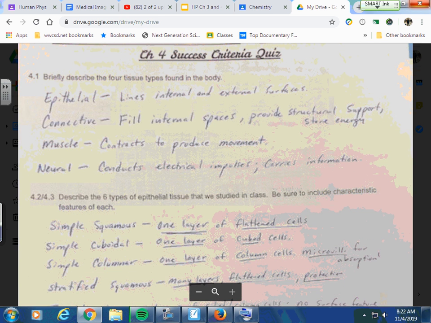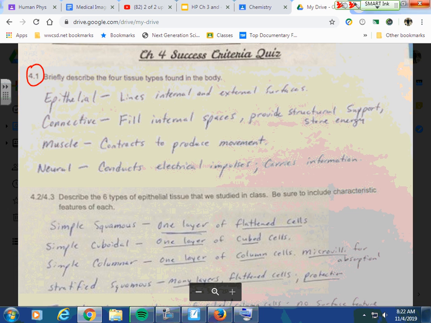So this first one, 4-1, is one of the ones that will be on the quiz Wednesday. The 4 types of tissue found in the body: epithelial tissue lines internal and external surfaces. Connective tissue is like all the filler, fills internal spaces, provides structural support, stores energy. Muscle contracts to produce movement, so it gets shorter. And neural conducts electrical impulses, carries information, like the nervous system.